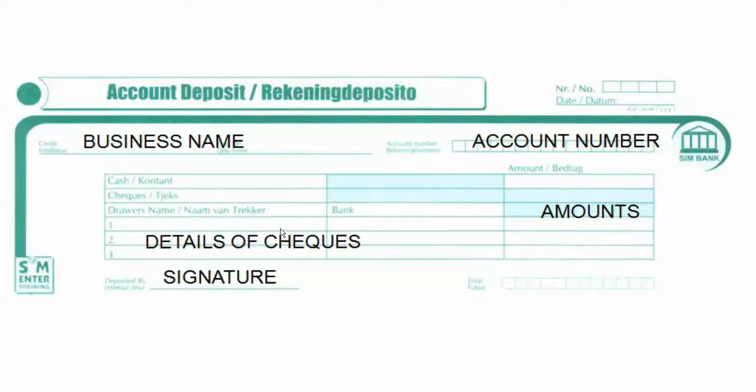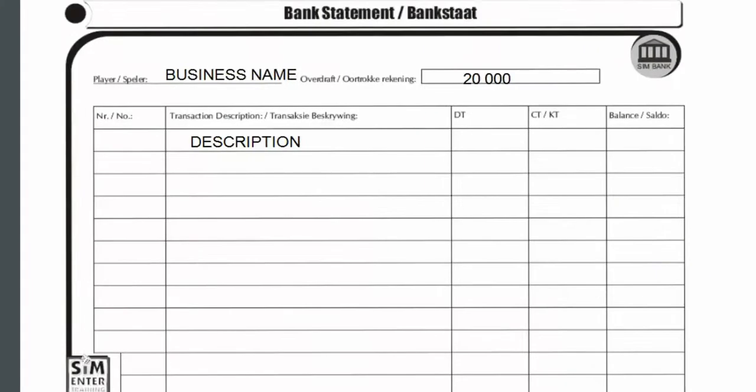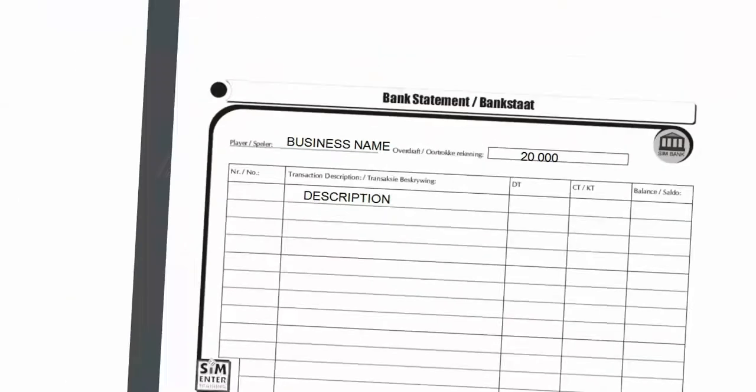Students don't need to complete duplicates, and they don't need to give any documentation to the bank. As a facilitator, you will complete the bank statement on behalf of the students. It will contain the description of the transactions, debits and credits, as well as their balance. Each team will start the game with a 20,000 rand overdraft, which means that this balance can go into minus 20,000.